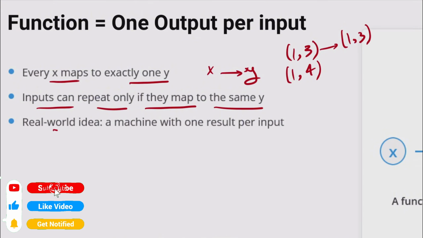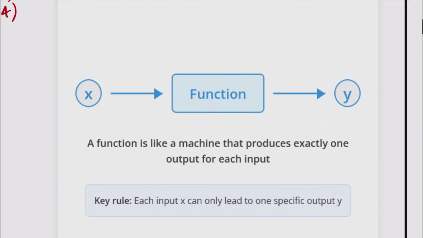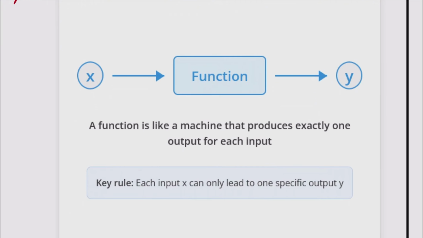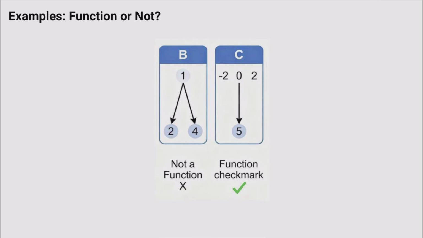So real world idea, we can say that we do have a machine that only has one result per input itself. For instance, we do have a function. Again, a function is just like a machine that is going to get one thing as an input and is going to give me one thing as an output. So each input x can only lead to one specific output of y. So again, let's see an example of what the difference is between a function and a relation.